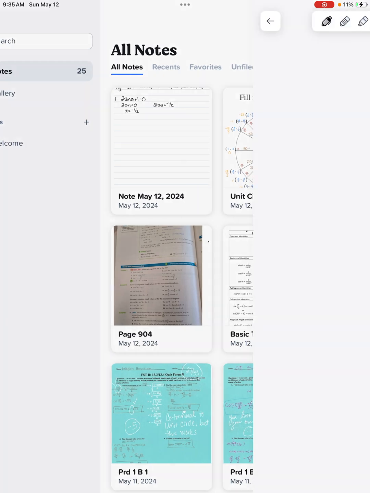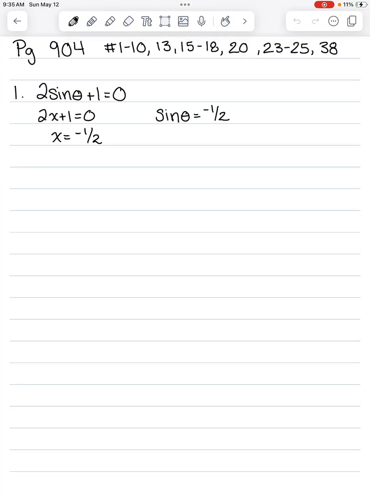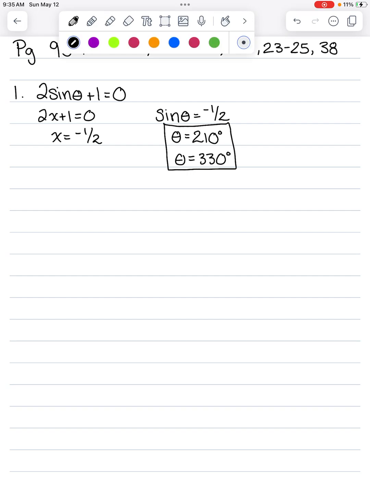If I look at this problem, this is asking us to solve for theta between 0 and 360, so 210 and 330 is exactly what we want. Now, I didn't use any identities, I just did some opposite operations, so that's exactly what the answer is. I'm not worried about checking it on this one.